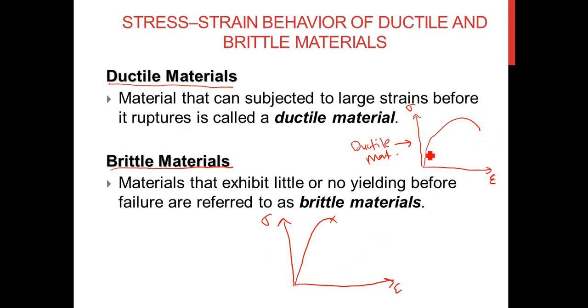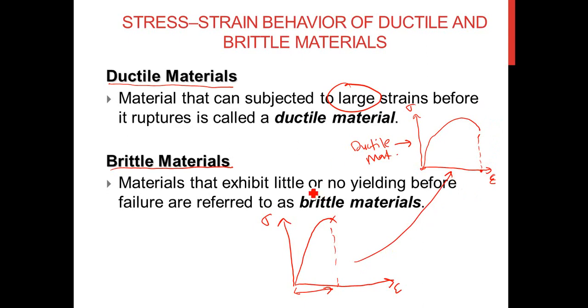So for the ductile material, we can see that the strain, from here to here, the total strain is large. And then for the brittle material, we can see that it is material that has little or no yielding before failure. So the strain is smaller compared to the ductile material.